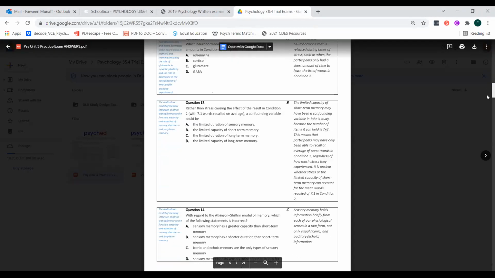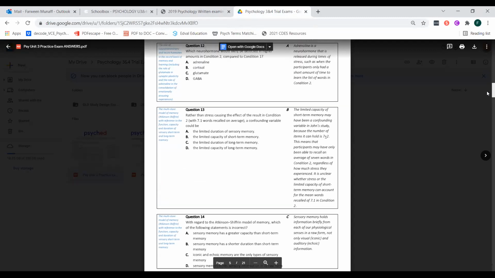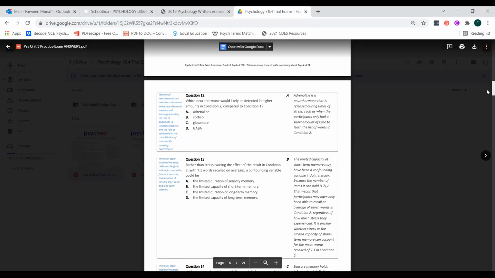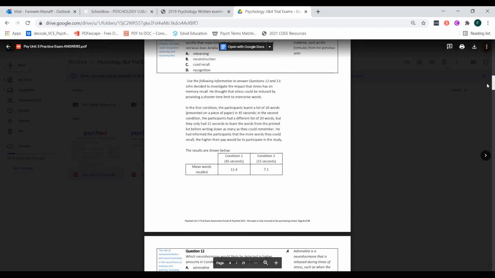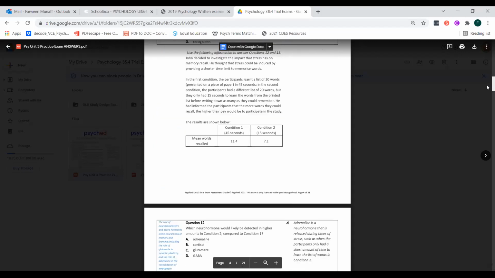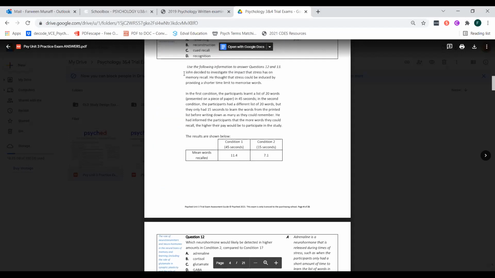Just scroll down. Okay, is this part of a scenario or just by itself? Question 12, it's a part of a scenario. Let's just quickly read through the scenario then.